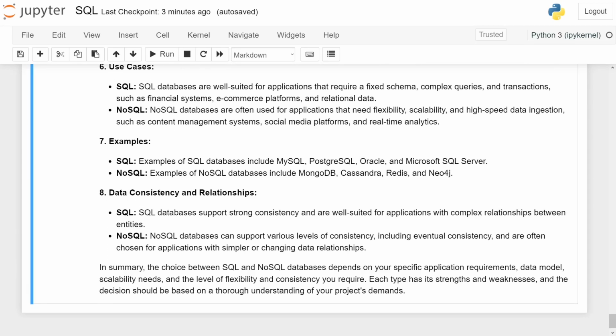Examples of SQL databases include MySQL, PostgreSQL, Oracle, and Microsoft SQL Server. Examples of NoSQL databases include MongoDB, Cassandra, Redis, and Neo4j.